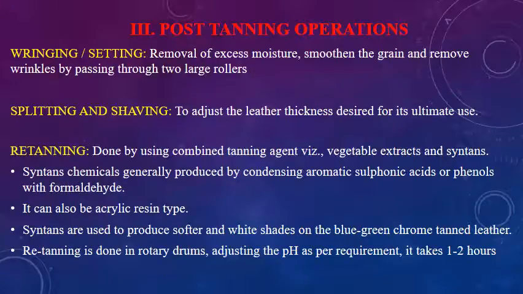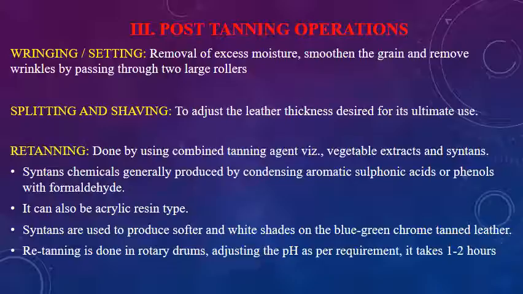Now we will discuss about the post-tanning operation. So we have seen the tanning process, but it is not really complete as leather. It needs some more stages to make it proper leather, and finally it needs some finishing stages, which are also called as leather finishing. So first is wringing or setting. This is removal of excess moisture and to smoothen the grain and remove wrinkles by passing through two large rollers. So there are some rollers through which it will be passed, and it will remove some of the wrinkles and some of the moisture. The next step is splitting and shaving.